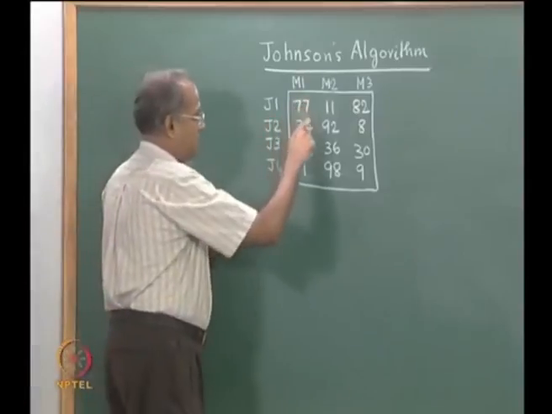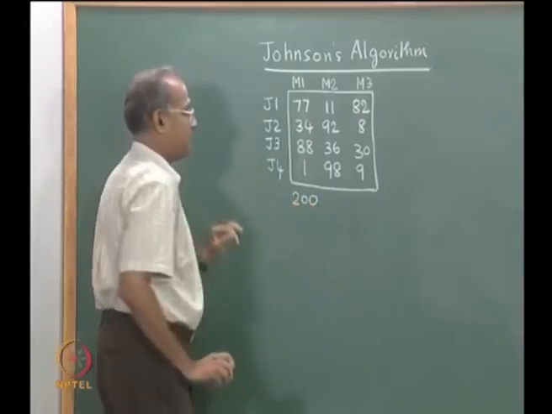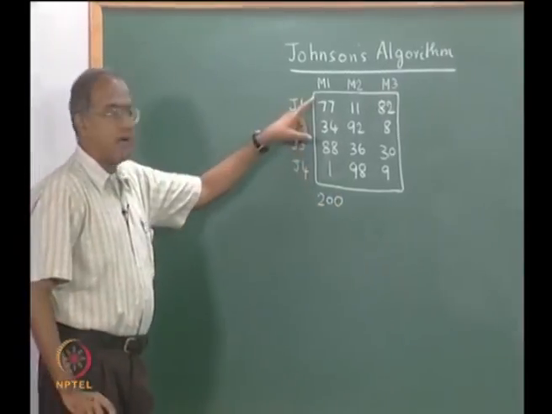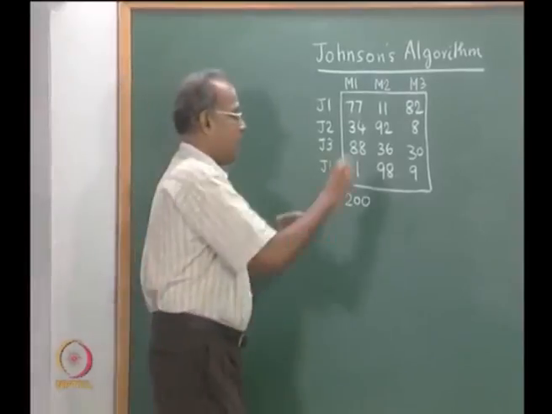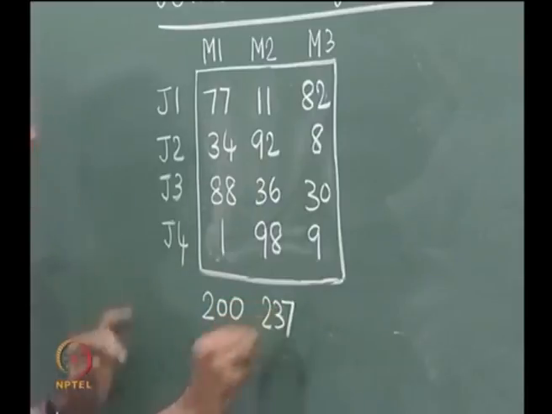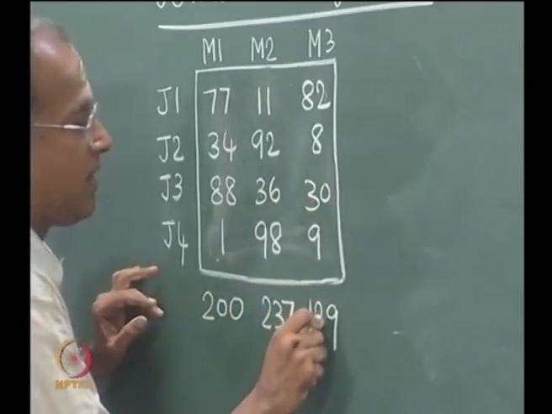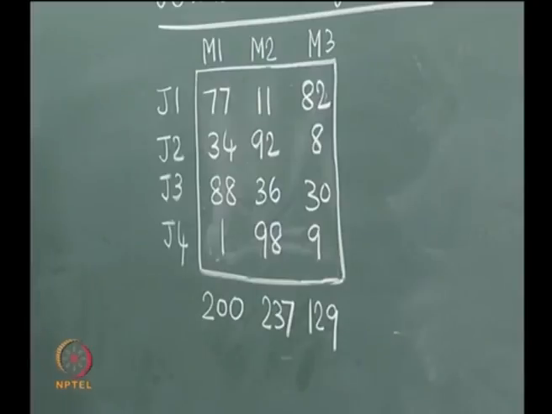So this is 10. So this is 200 if we add on M1, on M2 it is 237, and 129 on M3. So the sums of processing times on the 3 machines are 200, 237 and 129.